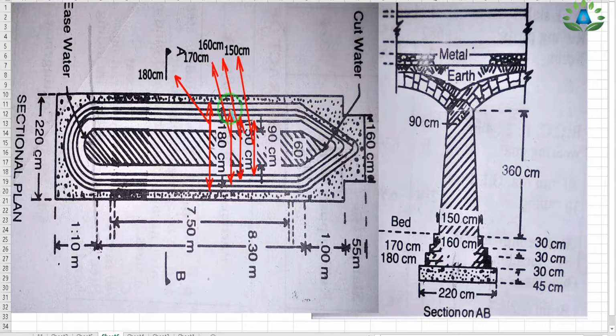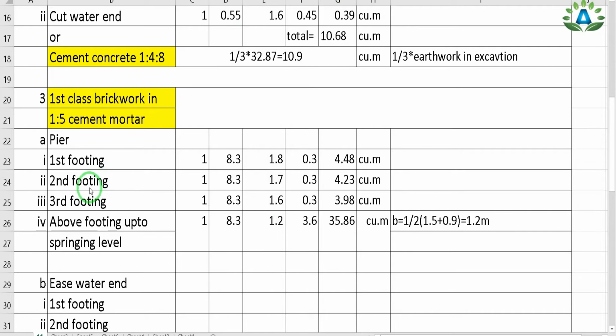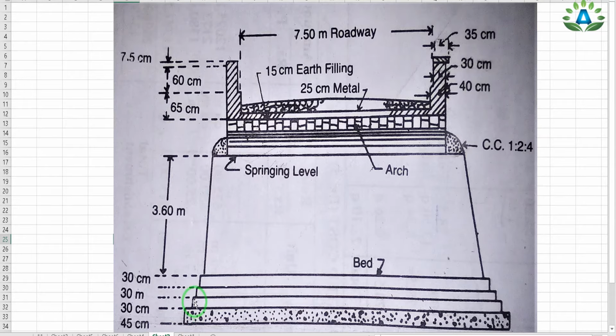So the total width of the second footing, from this side up to this side, is 170 centimeter, and the width of the third footing, from this side up to this side, is 160 centimeter, and 150 centimeter width is from this side up to this side. Now our second step is to calculate this second footing of the pier, and we have only one number of this second footing, that means this portion.